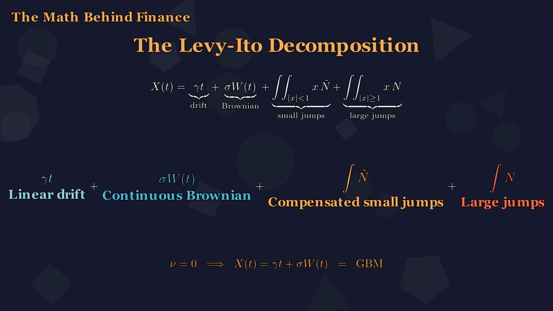Set the jump measure to 0, and the last 2 pieces vanish. You are left with drift plus Brownian motion. That is GBM. That is episode 1. Every model we have built is a chapter in the Lévy story.